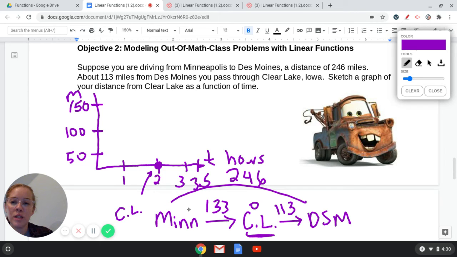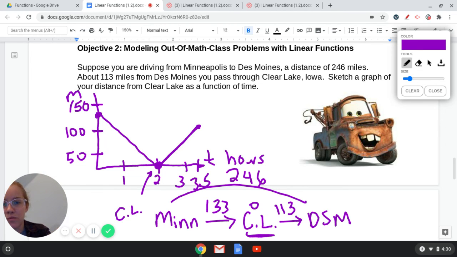So when we start at Minneapolis, we are 133 miles away from Clear Lake, which is probably around here. And for the sake of sketching, and they didn't give us any indication of how fast we're going, we're just going to assume that we go constant speed down to Clear Lake. And then Des Moines, we're 113 miles away from Clear Lake. So 113 is probably somewhere around here. Right here. And this will be our graph.